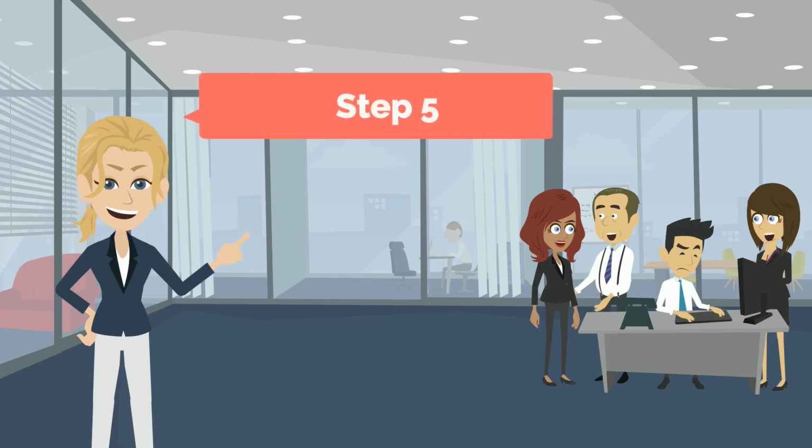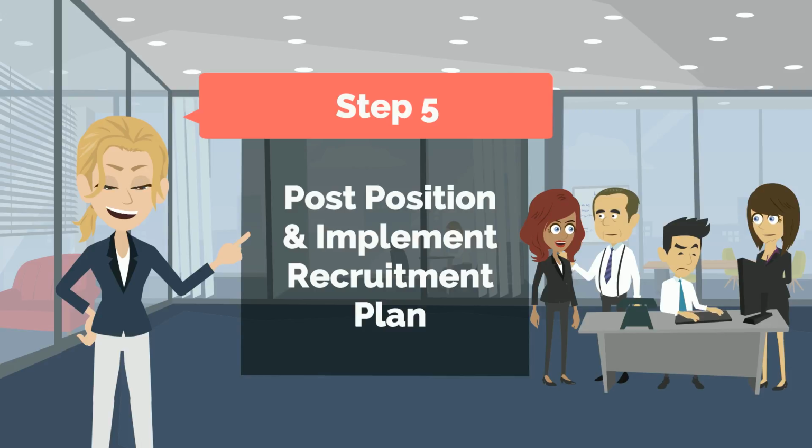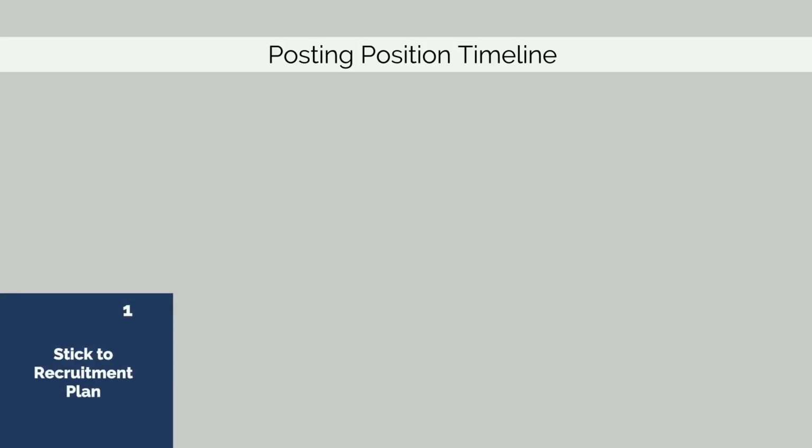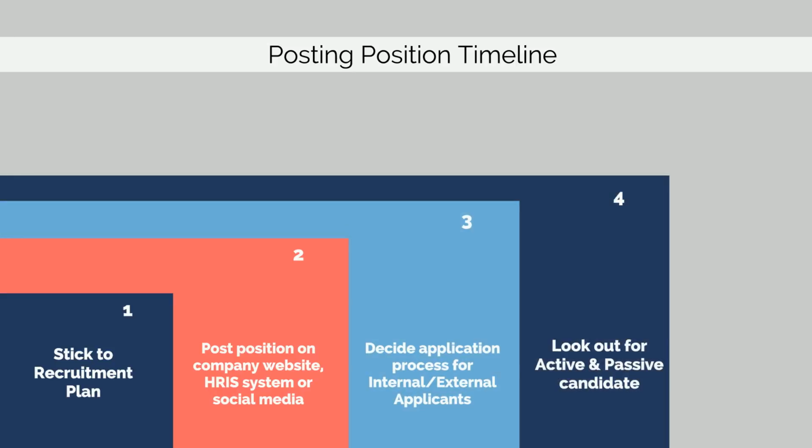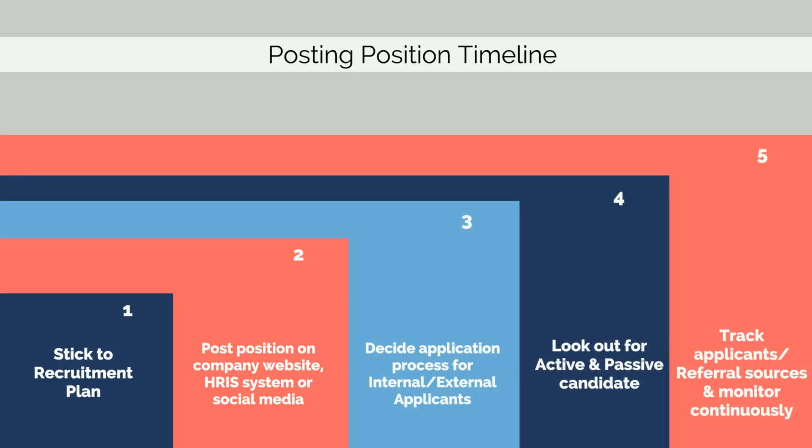Step 5. Post position and implement recruitment plan. Once the search committee has been set up, if the company is using one, you can go ahead and get that position posted and start looking for amazing candidates. In order to find those candidates, you need to have a solid recruitment plan. This includes where you are posting the position. Most companies will post it on their company page, online, or through their HRIS system, but you can also utilize avenues such as social media to get the message out to a large group of people instantly.